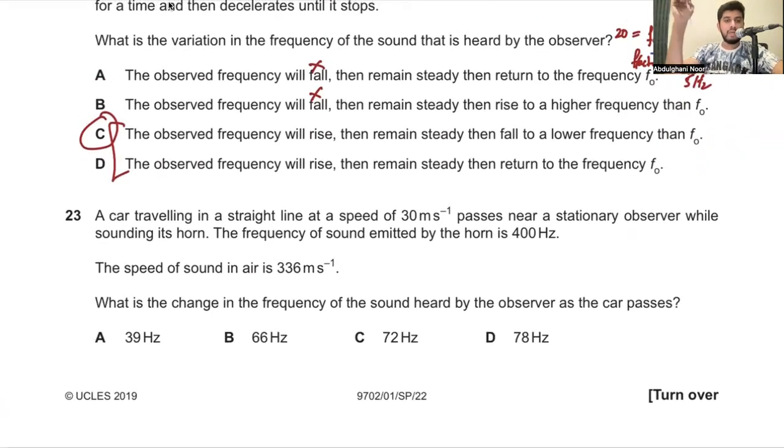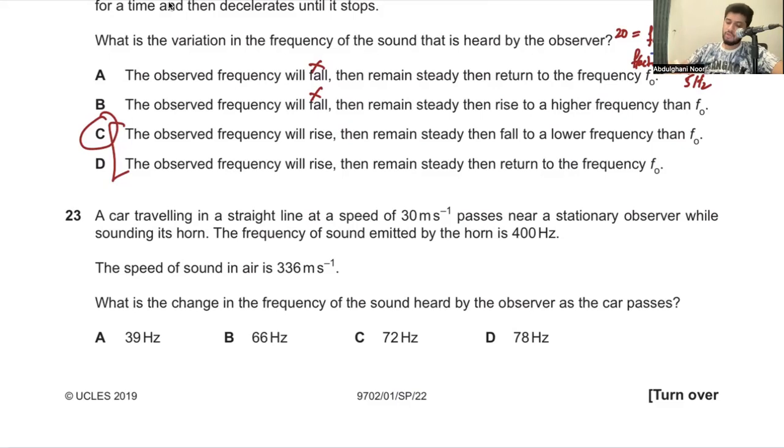A car is traveling in a straight line at a speed of 30 meters per second, passes near a stationary observer while sounding its horn. The frequency of sound emitted by the horn is 400 hertz. The speed of the sound is 336 meters per second. What is the change in frequency of the sound heard by the observer as the car passes?